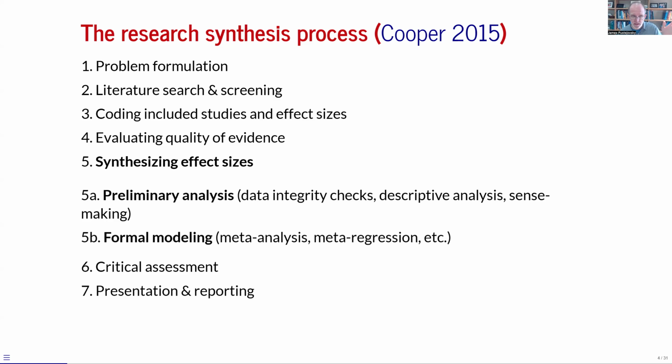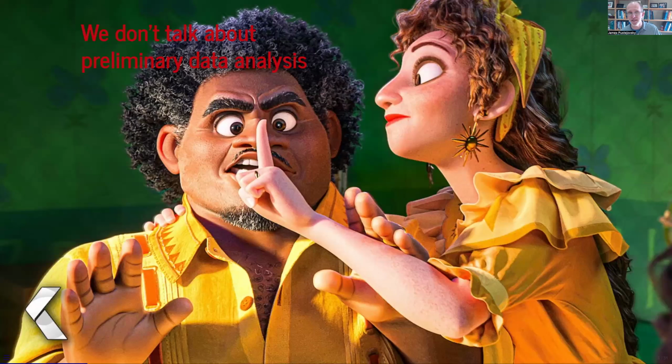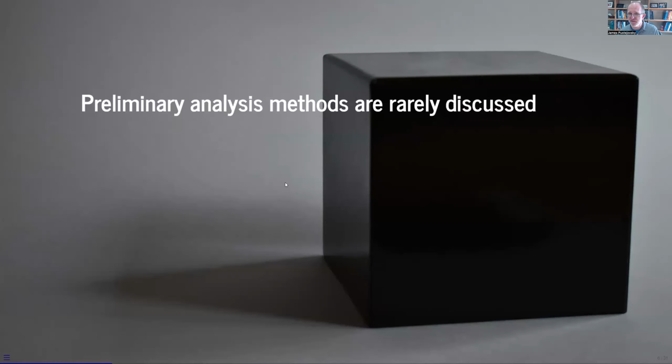So today and in the paper, we zoom in on preliminary analysis. And one reason for that is we don't talk about it. We looked in writing the paper, we looked in a bunch of textbooks about the research synthesis process, and there's not a lot of instruction about what should happen or what does happen in this stage. So preliminary analysis is kind of a black box, at least as far as the scholarly record of published literature on how to do meta-analysis is concerned.